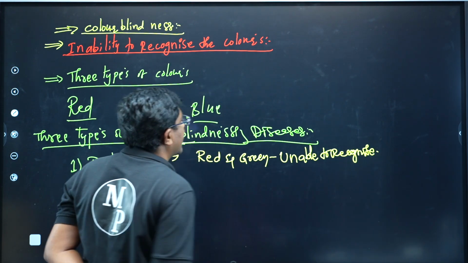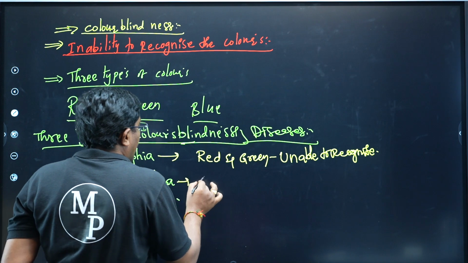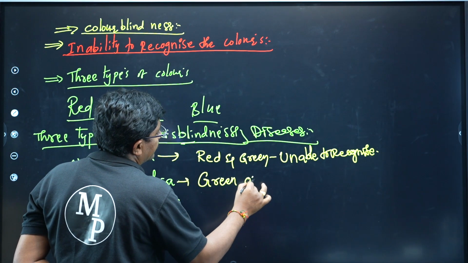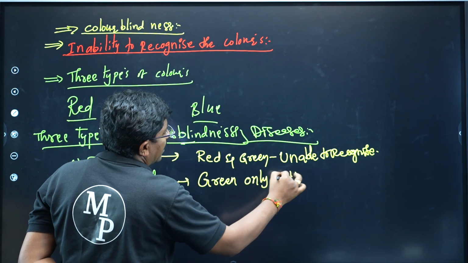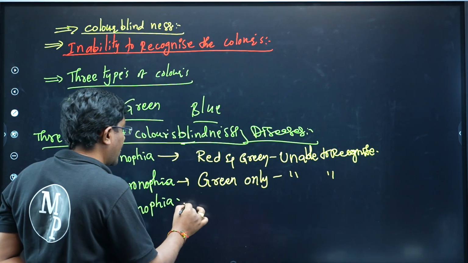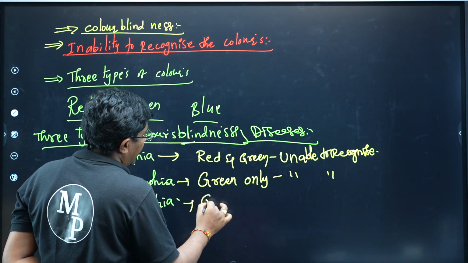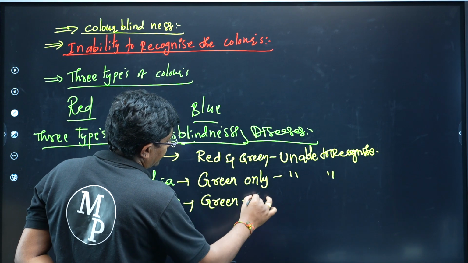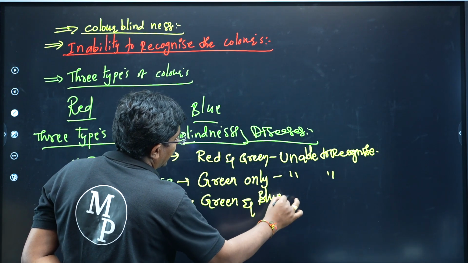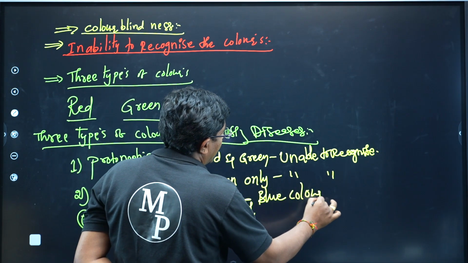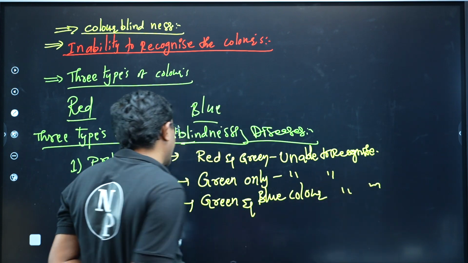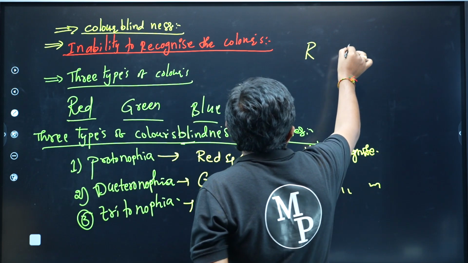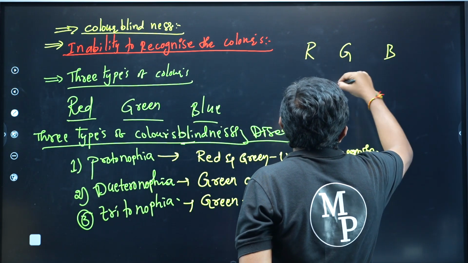Unable to recognize. And green color only. Unable to recognize. And green and blue color. Green and blue color. Unable to recognize. For example, it is red, green, blue.